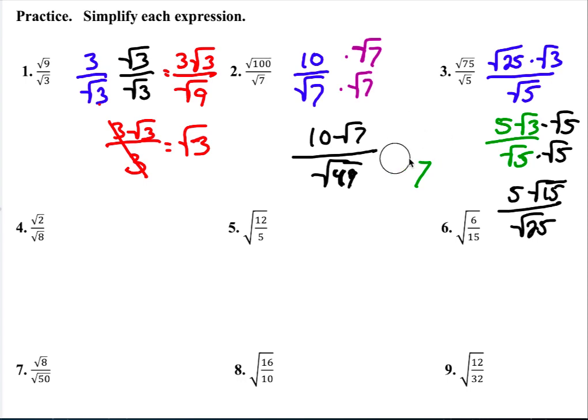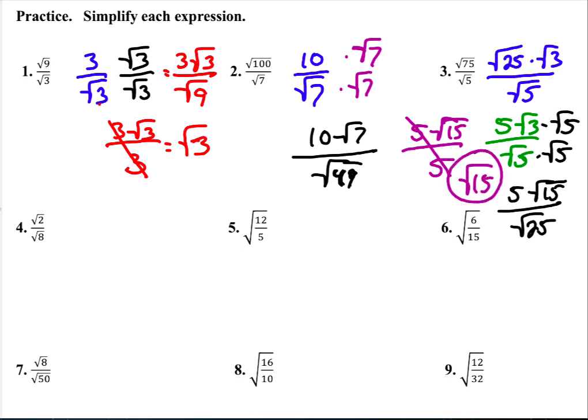And I know my work is kind of taken over, so I'm going to move some work over here. So that gives me 5 square root of 15 over 5, because that's the square root of 25. I can simplify the 5s, and I'm just left with the square root of 15. So a lot of steps there, but we just have to follow our path all the way through.